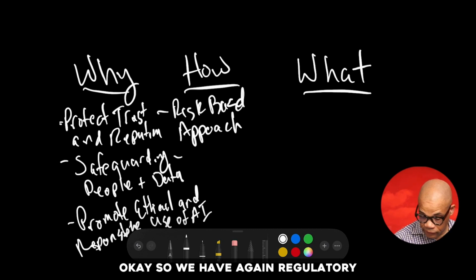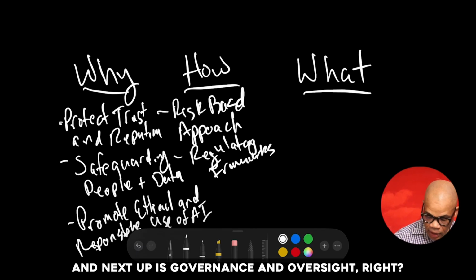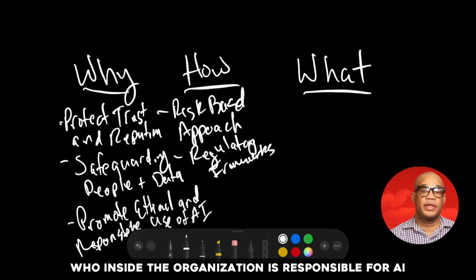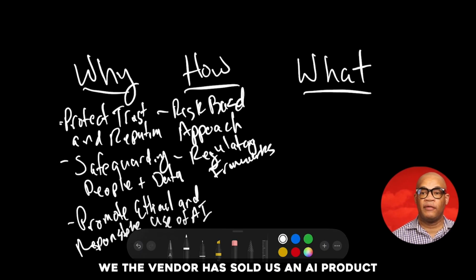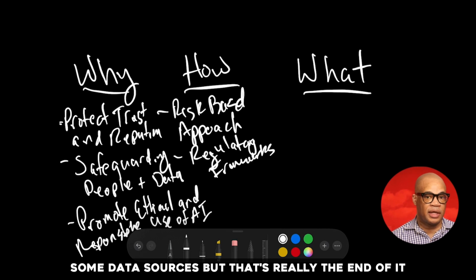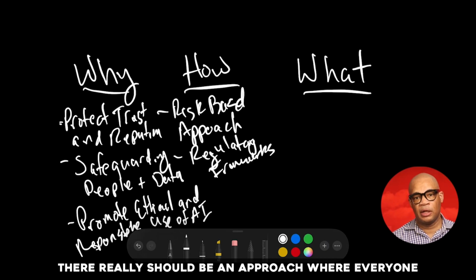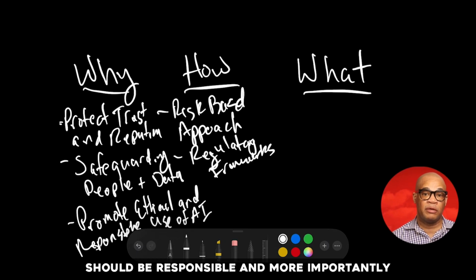Okay, so we have, again, regulatory frameworks. And next up is governance and oversight, right? Who inside the organization is responsible for AI? As I talk to many organizations, the answer is normally nobody, right? The vendor has sold us an AI product, we use it and we trust it, and that's the end of story. We maybe have some scopes that we put in, some data sources, but that's really the end of it. There really should be an approach where everyone, especially at the stakeholder level, should be responsible.